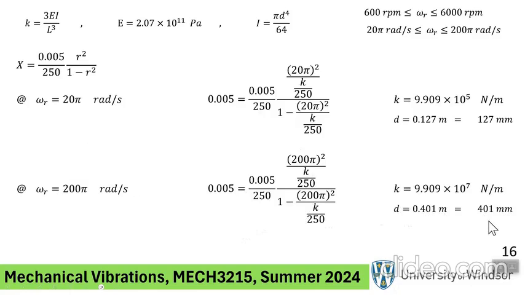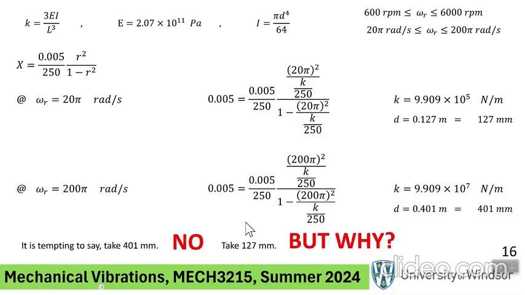Now, when you look at these two calculations, probably the first reaction that you have, without looking any further into this, is to say, oh, wait a minute, if that is the case, let's take a bigger diameter, because if we take this, we are safe, right? It's tempting, but I suggest we take 127 because we're going to check something. Okay, all right, check it out.